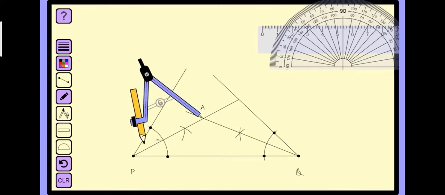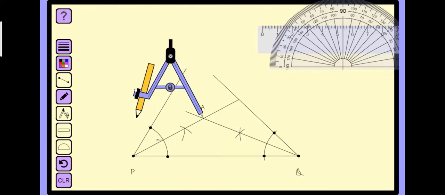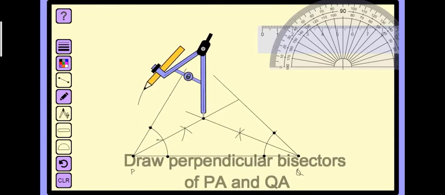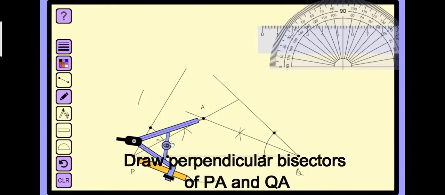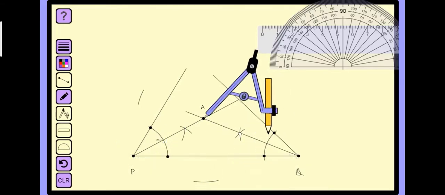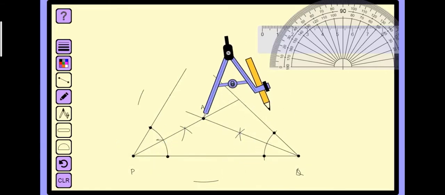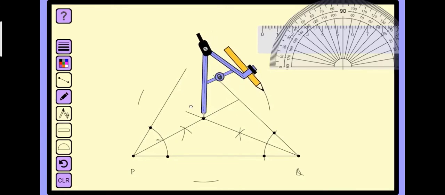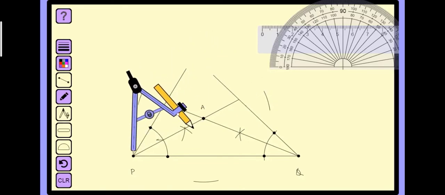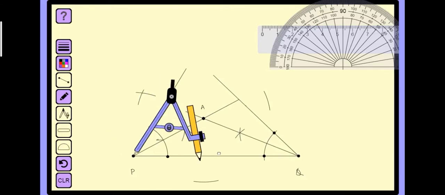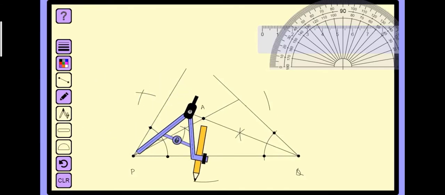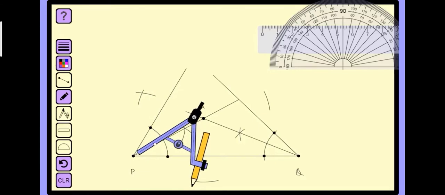Very simple it is. Now we have to take a perpendicular bisector of PA and QA. What you have to do? You have to construct the perpendicular bisector of AP and AQ. You have to draw the perpendicular bisector of both segments, AP and AQ, by taking more than half the distance of AP and of AQ. Same only actually it is.